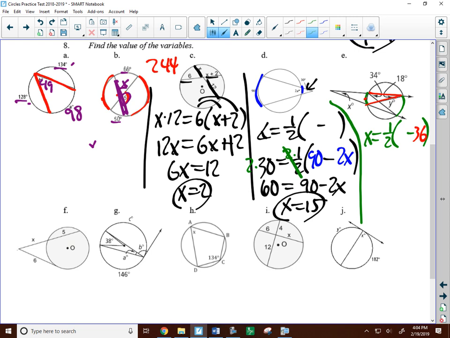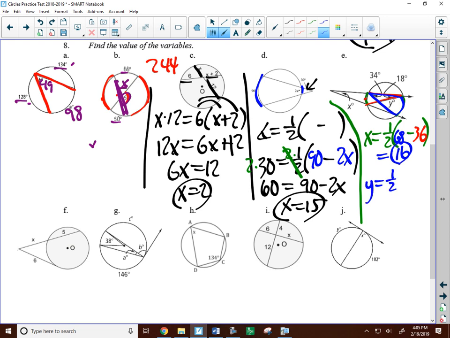Next one is the same idea. The y, this arc we need, is inscribed for the 34 angle. So the angle's half. I can double 34 to get this as 68. I work that out. We get 16.